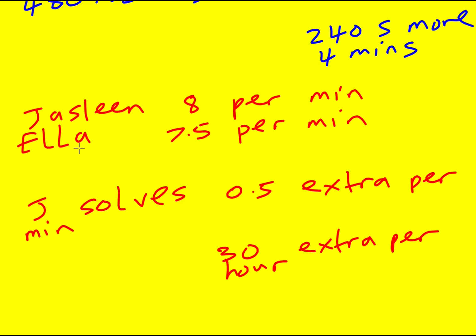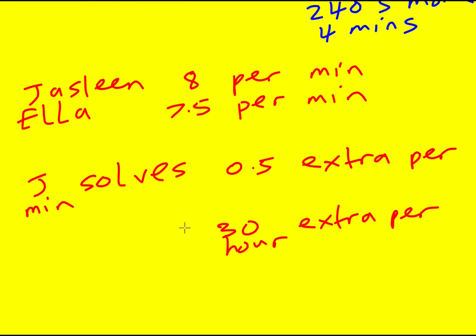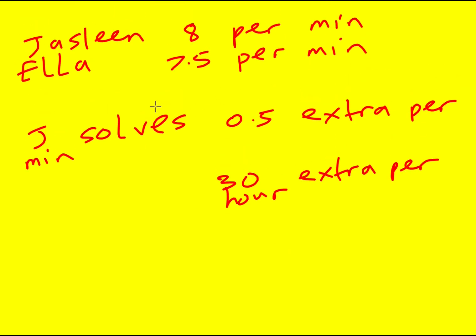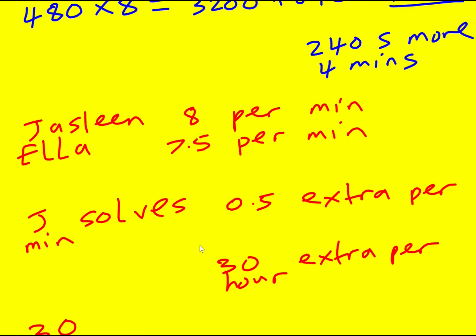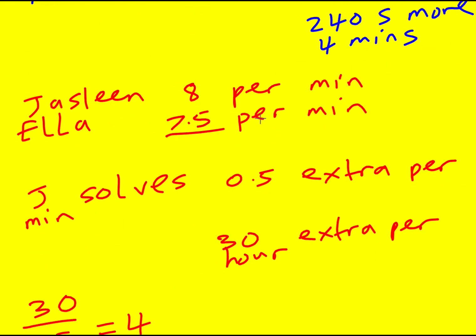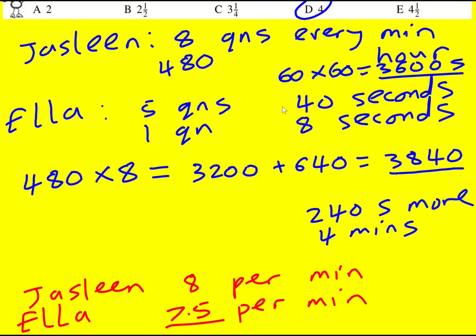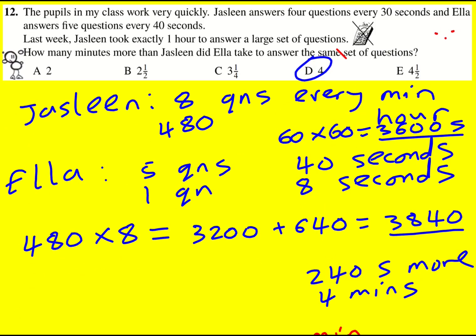And then we just need to work out how long it would take Ella to solve those extra 30. So Jasleen has managed in an hour to do 30 extra questions, so it's just going to take Ella a little bit longer, and it's going to be 30 divided by the rate at which she's working, 7.5, which gives 4. So I quite like this method. You have to figure out to get that, but there's not quite as much modification. Whichever one you prefer, really. Ultimately, 4 minutes is the answer.